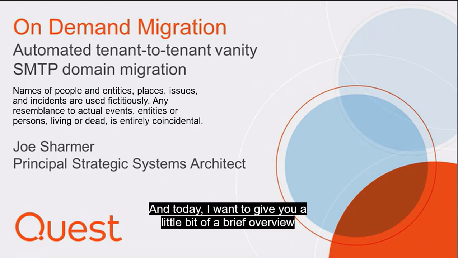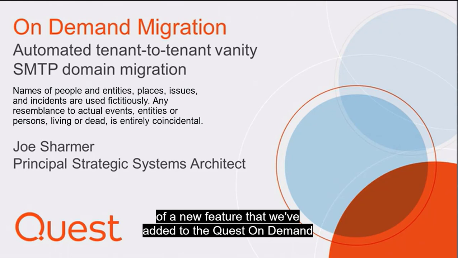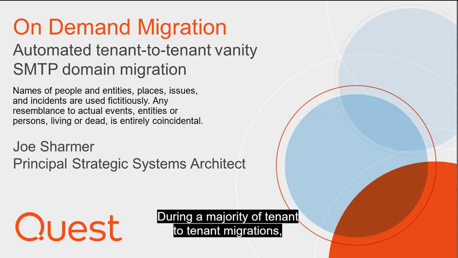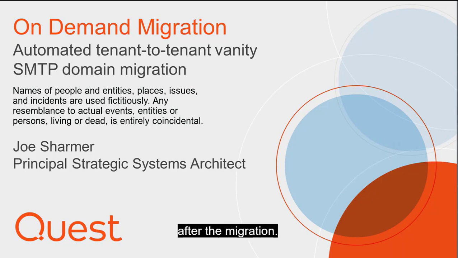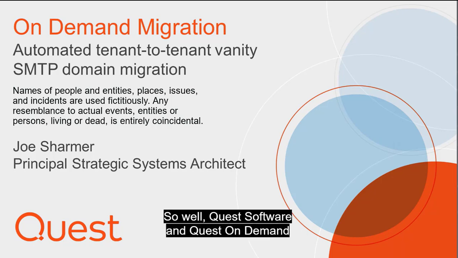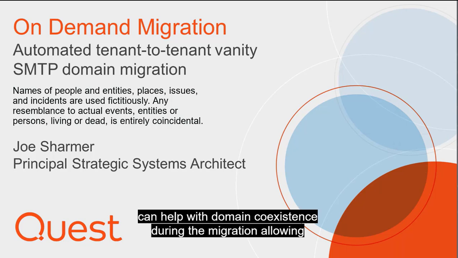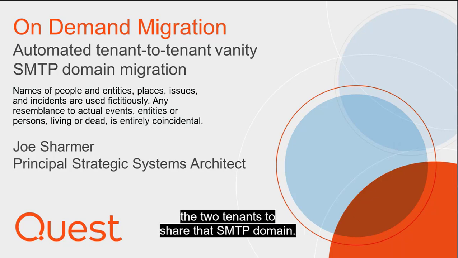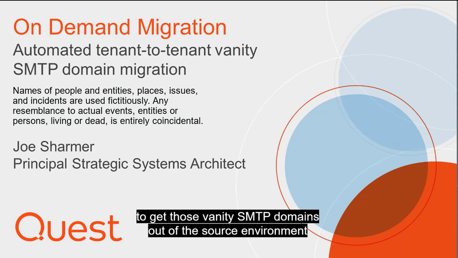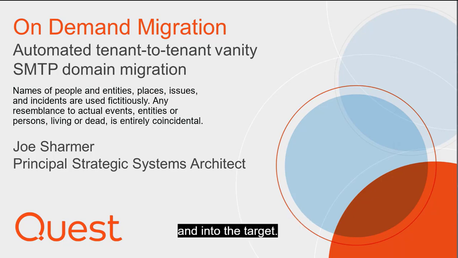And today I want to give you a brief overview of a new feature that we've added to the Quest On Demand platform, in which we're enabling you to automate the process of moving Vanity SMTP domains between tenants. During a majority of tenant-to-tenant migrations, customers are going to need to move those Vanity SMTP domains that sit in a source environment after the migration. While Quest Software and Quest On Demand can help with domain coexistence during the migration, allowing the two tenants to share that SMTP domain, post-migration there's usually a need to get those Vanity SMTP domains out of the source environment and into the target.